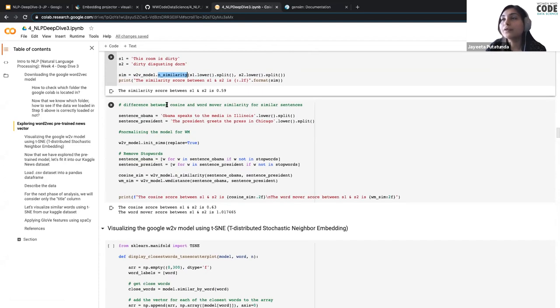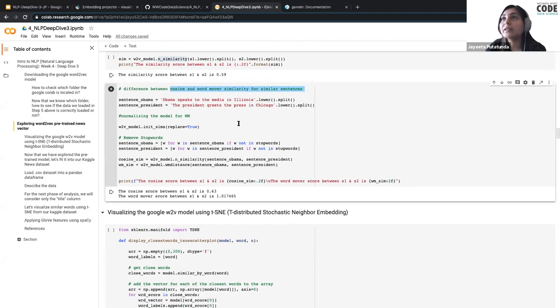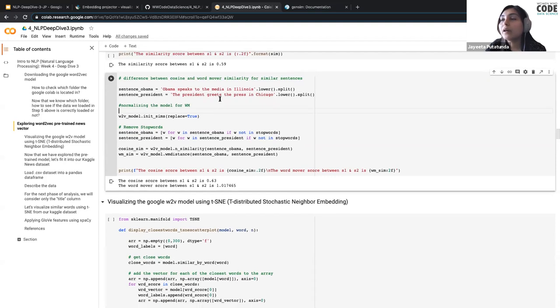So here I wanted to do a quick comparison of how cosine and word mover similarity work. Say for this example where we say that Obama speaks to the media in Illinois, sometimes it happens that when we try to calculate the cosine similarity, the words may or may not be exactly similar.